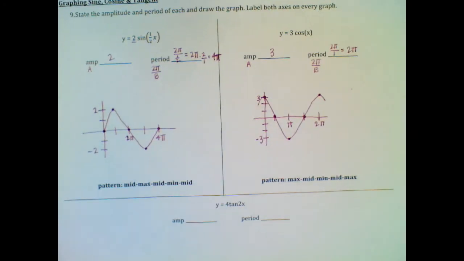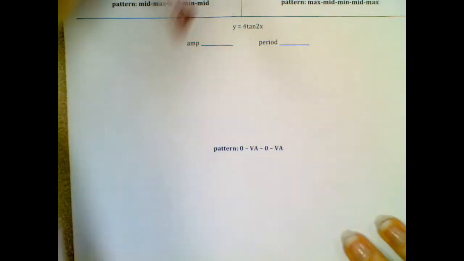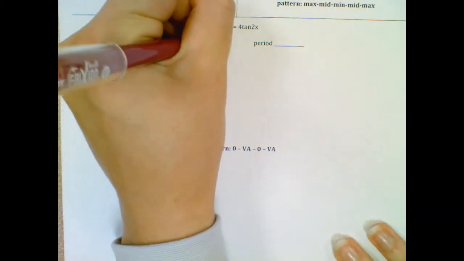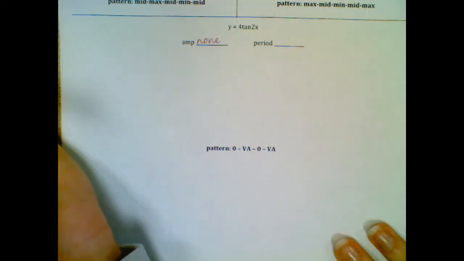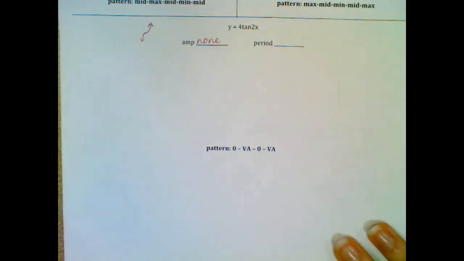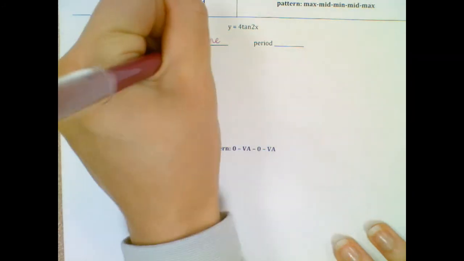Okay. And last but not least, we have the beautiful tangent function. All right. The amplitude is always none. Okay. Even though there is an A value here, remember tangent, it goes up and down forever, so there's no like max or min really cutting it off. So that's why there's no amplitude. So just be careful on that. Okay. It's always none. Always.